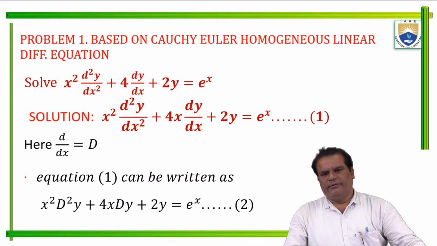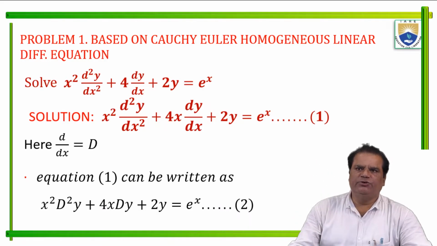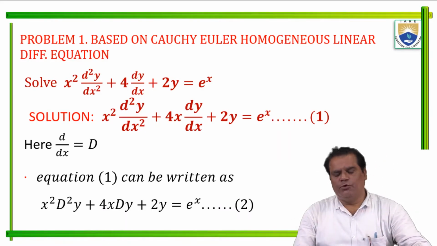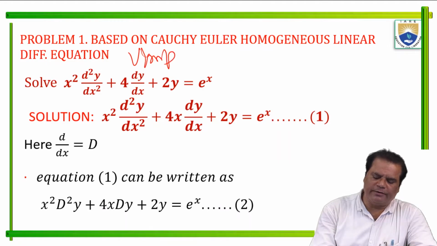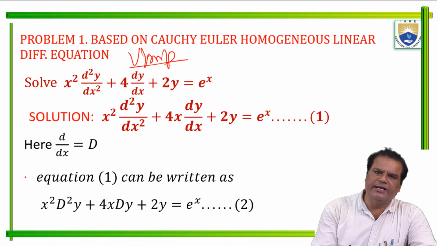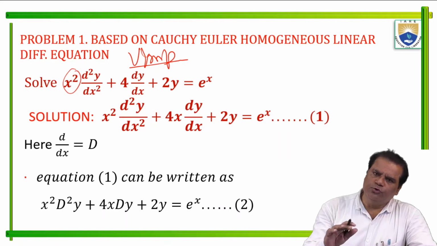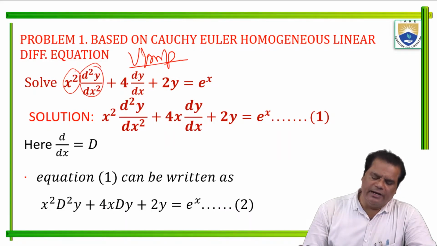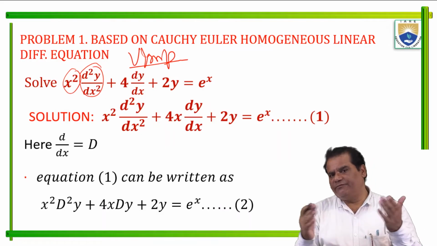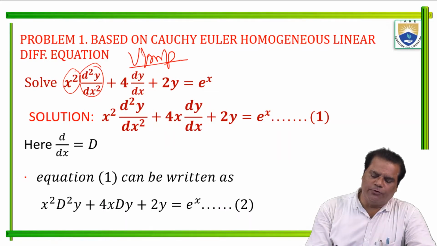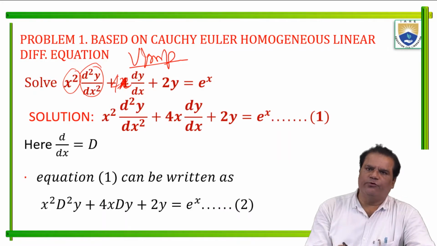So here is problem 1, based on the Cauchy Euler homogeneous linear differential equation. This is a very important problem, the most important problem. First of all, we discuss the question. Here x square, that is x to the power 2 of the independent variable, and the order of derivative is 2, and both are multiplied. The power of 2 of the independent variable multiplies the second order derivative in the first term. Plus the second term, there is 4x dy dx.